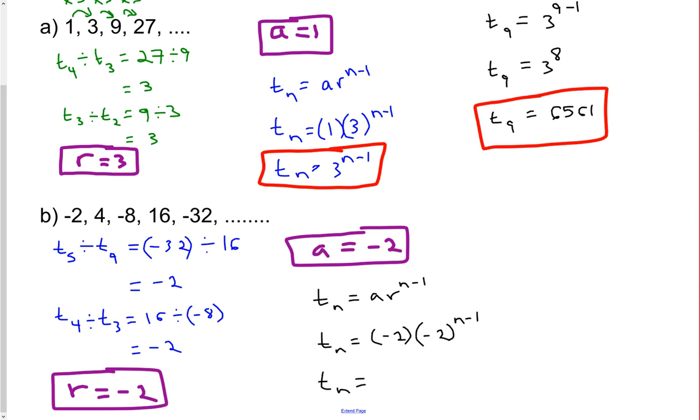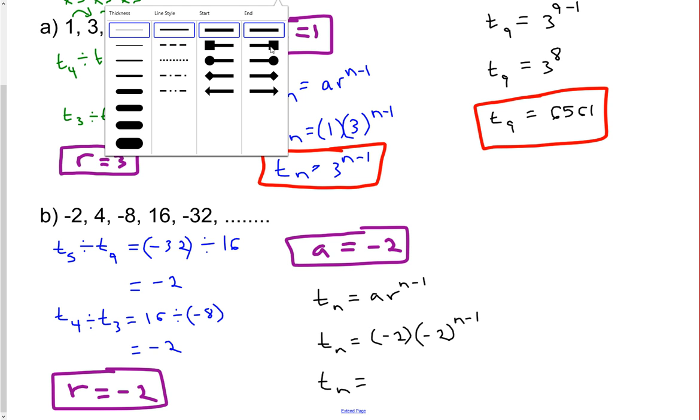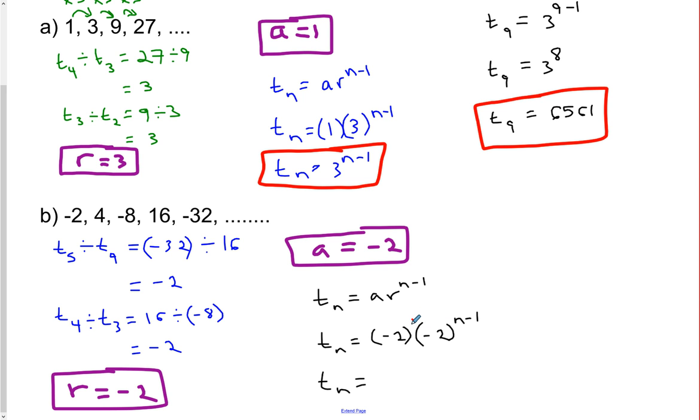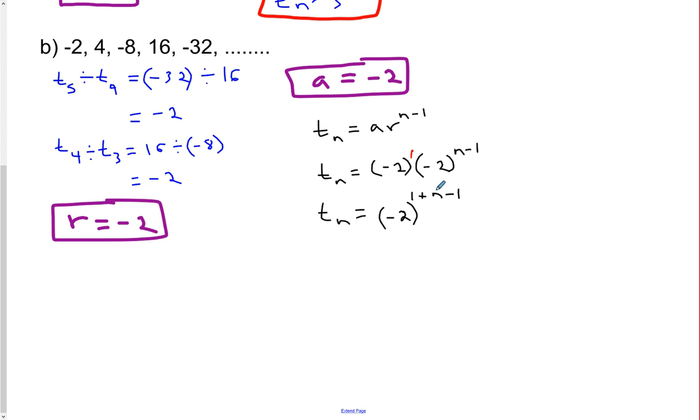rules. Now the first one, of course, has a hidden exponent. Everything has an exponent of 1 if the exponent's not written on there. So I can write this as negative 2, a single base, and I can add their exponents together. So my 1 plus my n minus 1. So I'm going to give myself a little more space here to keep working. So my 1 plus my n minus 1. I added them together.